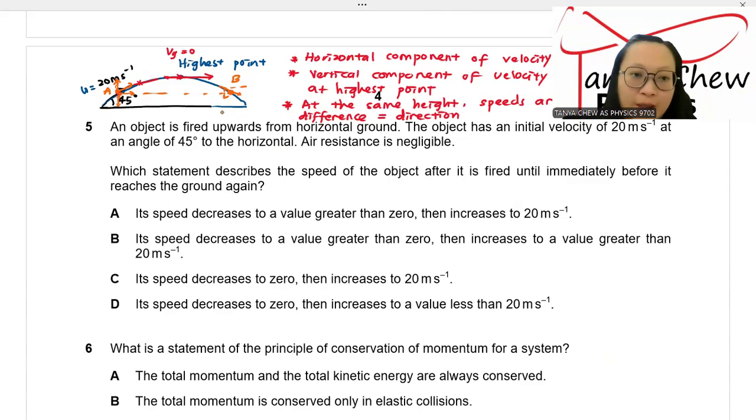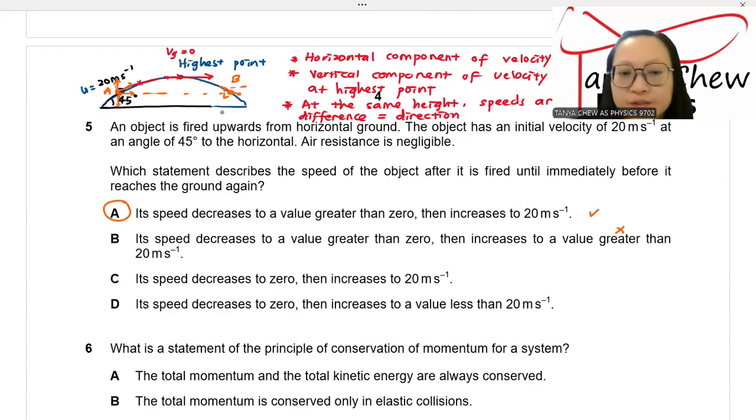Right, let us look at B. Yes, A is true, because at the highest point, it decreases to a value greater than zero since it still has the horizontal component of the velocity. But after that highest point, it would increase again, but in the opposite direction. Why is B not the answer? Because the speed decreases to a value greater than zero, which is true, but then increases to a value greater than 20 meters per second. It cannot be greater. It can be maximum the same. So B is wrong.